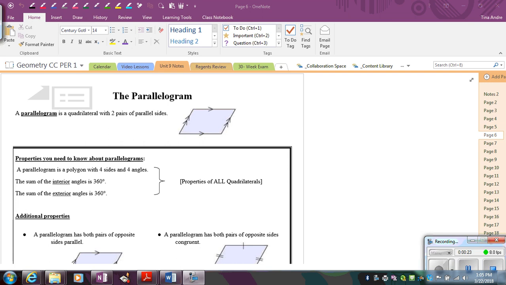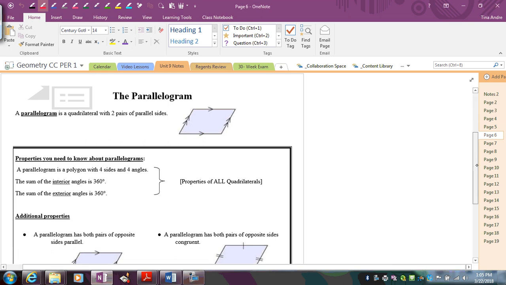So a parallelogram is a trapezoid because it satisfies the definition of being a trapezoid, but in order to be a parallelogram, you have to have both pairs of opposite sides being parallel. So some other properties about parallelograms: 4 sides, 4 angles, the sum of the interior angles is 360, the sum of the exterior angles is 360. Those are all true for any quadrilateral. So since a parallelogram is a quadrilateral, all of those properties still hold true.